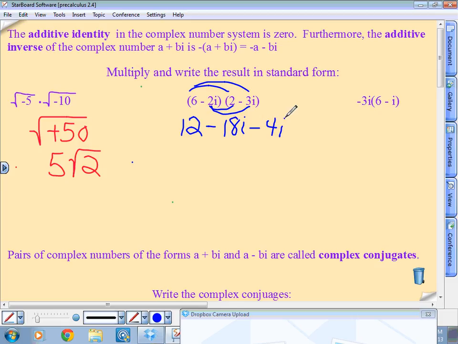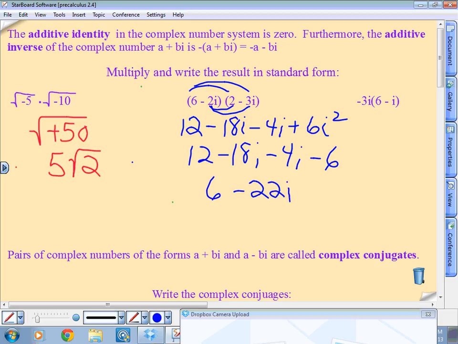And then plus what? 6 what? 6 i squared, which is negative 6. Right. Which will be, now you just have 6 minus 22i. Good. See? That's not too bad though, right? That's not too bad. This makes sense.